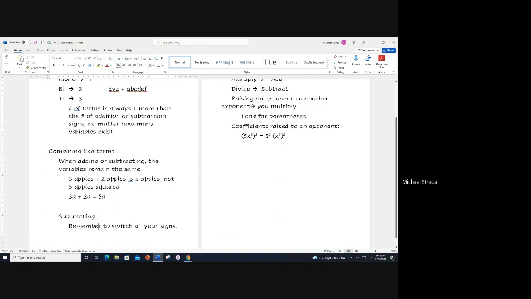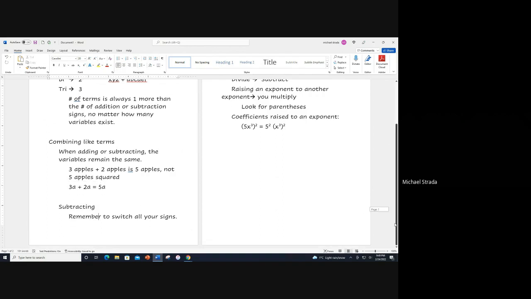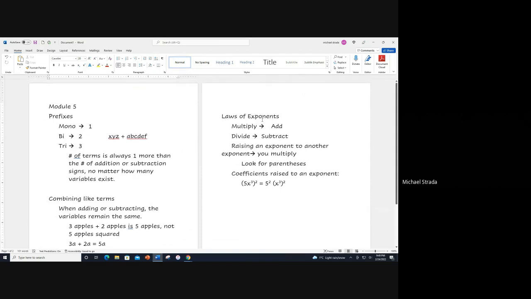Next up, subtracting. Remember to switch all your signs, not just the first sign. All right, laws of exponents. When you multiply, you're going to add your exponents. When you divide, you're going to subtract your exponents. When you raise an exponent to another exponent, you multiply. When doing that, look for parentheses. All right, so for example, down here has parentheses with an exponent being raised to an exponent.